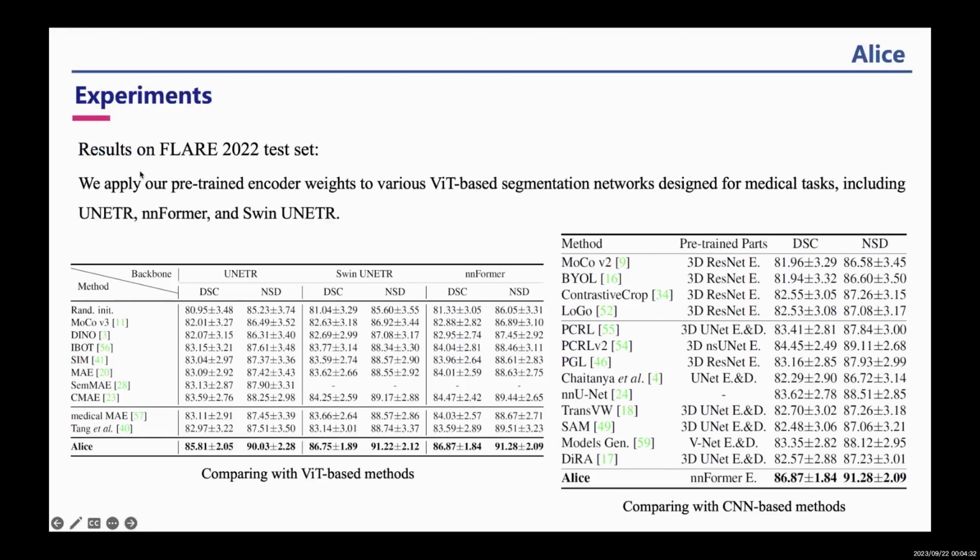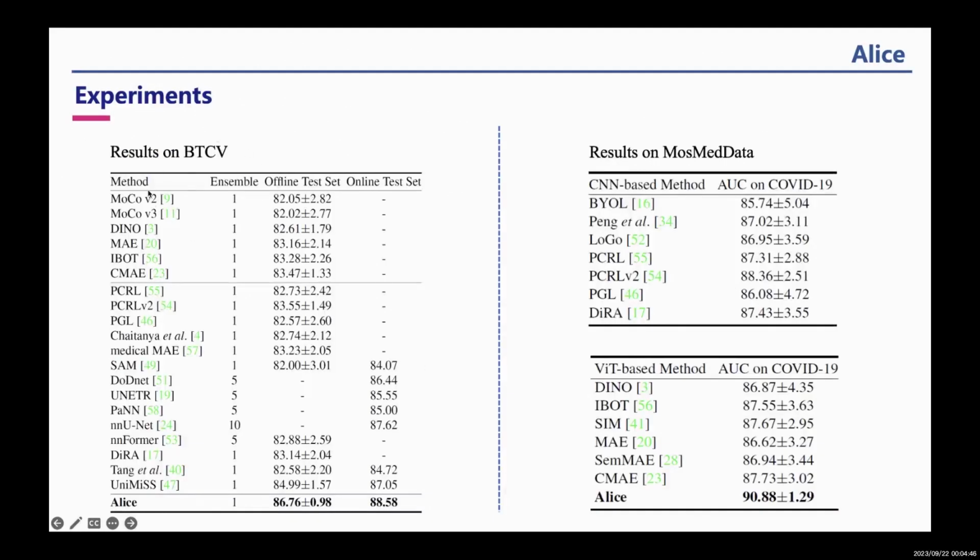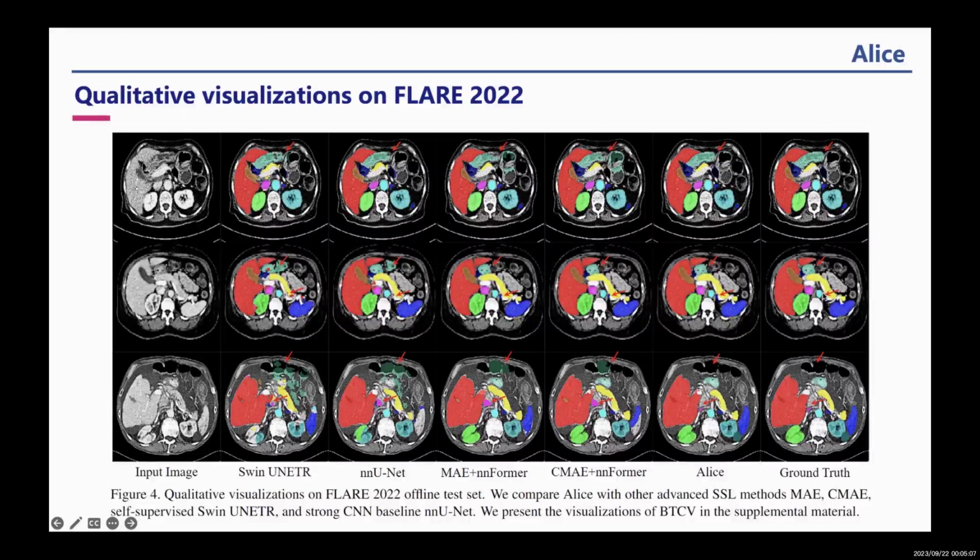Compared with various ViT-based and CNN-based self-supervised learning methods, ALICE consistently outperforms these competing methods on the FLAIR 2022 dataset. When tested on the BTCV dataset, ALICE also outperforms all other self-supervised learning methods. Moreover, ALICE also outperforms other methods on the COVID-19 diagnosis dataset. As an inter-scene evaluation, it reveals that ALICE has the ability to generalize to other scenarios. The qualitative results also demonstrate the merits of ALICE.